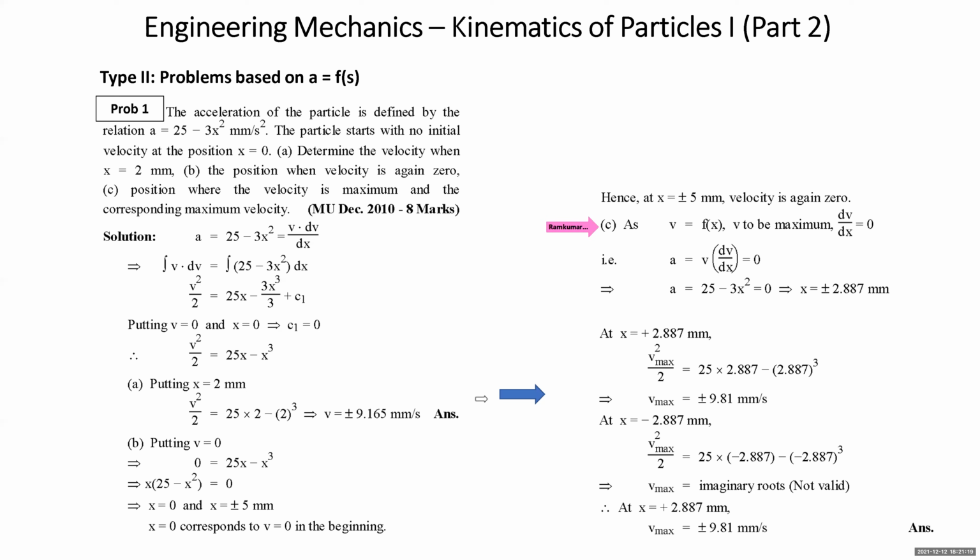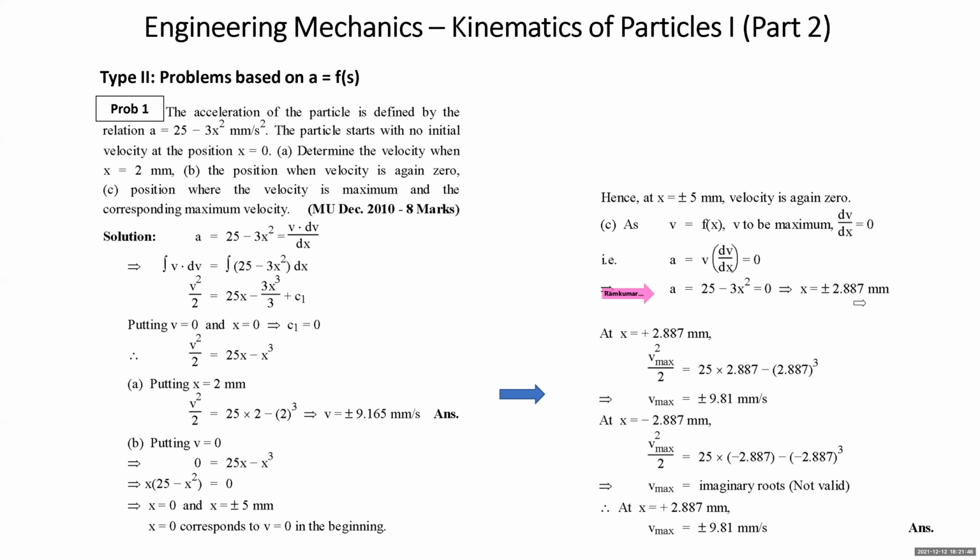Velocity is a function of displacement. For v to be maximum, fundamentally, the first derivative should be 0, that is dv by dx. And if dv by dx is 0, we know acceleration is v dv by dx, so acceleration will also be 0. So here you don't need to differentiate the velocity expression again with respect to x. Directly acceleration can be taken 0. Acceleration expression is already with us.